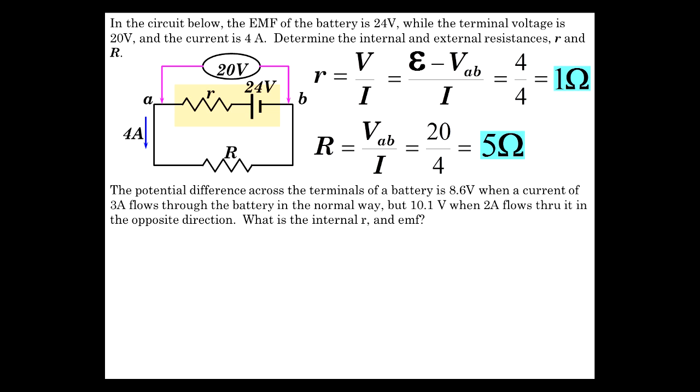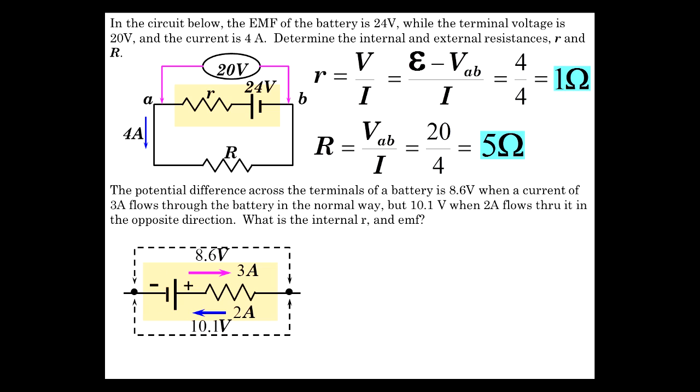Now let's do this problem where we have an EMF that we need to discover and an internal resistance that we need to discover. The conditions are that in the normal way current likes to flow, 8.6 volts across the terminals with 3 amps. When it's charging, when you're shoving current the opposite way it wants to go, at 2 amps, there's 10.1 volts across the terminals. Looks like 2 equations, right? Let's do it.